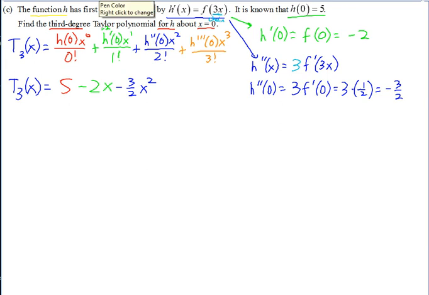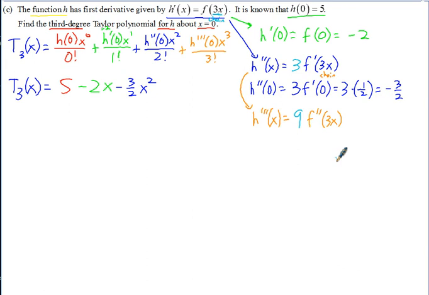And then finally, we need h triple prime of 0. Before we can find h triple prime of 0, we need h triple prime of x, the third derivative. So if we go from our second derivative here, h triple prime of x would be, well, the derivative of the outside would be f double prime of 3x. But again, using the chain rule on the 3x, we'd have to multiply by 3. And there's already a 3 out there, so 3 times that 3 would give you 9.